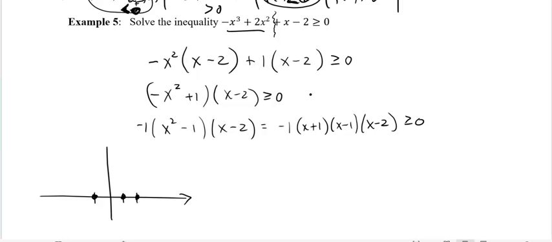Now what's the end behavior? The first term's negative, so that means it should come down. If you want, you can get the y-intercept. That should be y is negative 2. Down, up, down. And I'm not being too accurate with my mins and maxes, so I don't really care about that. I just care where this thing is greater than or equal to 0.